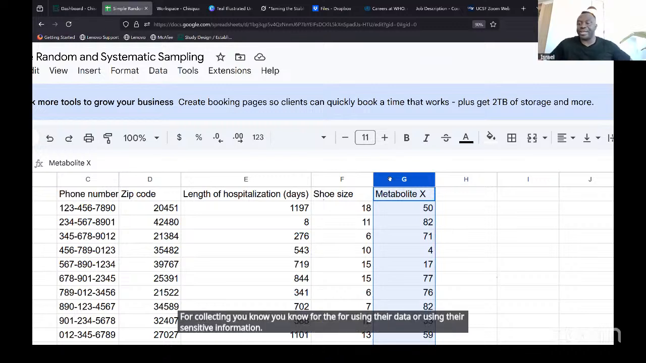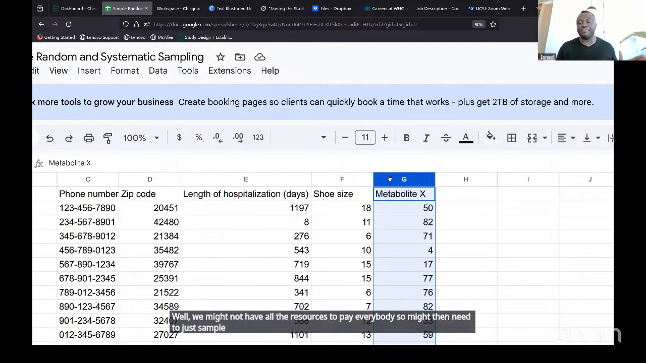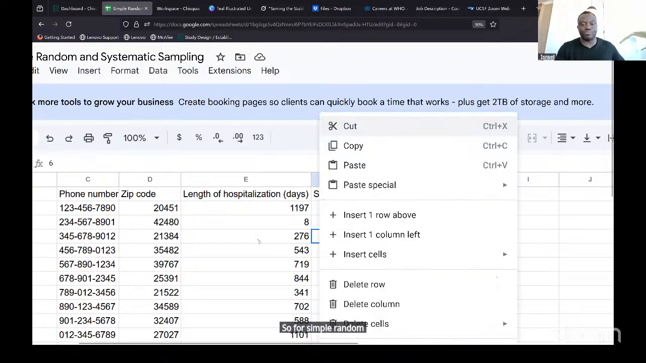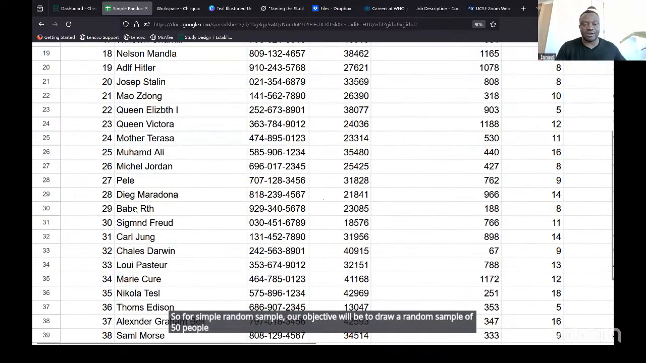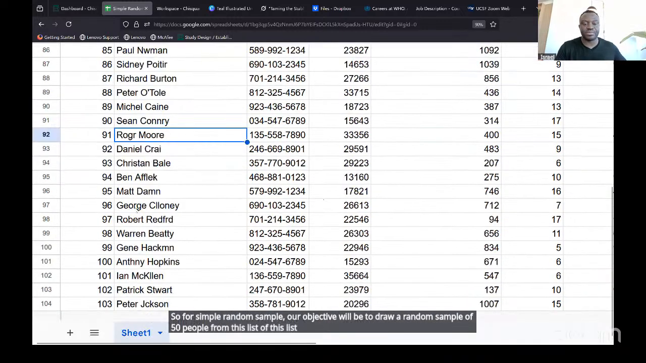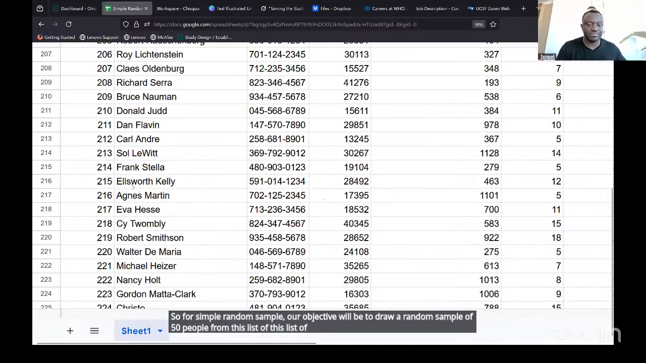Well, we might not have all the resources to pay everybody, so we might then need to just sample a little. There may be a million reasons why we might want to sample just a few people from an entire sampling frame. So for simple random sample, our objective would be to draw a random sample of 50 people from this list of 200 and something people.